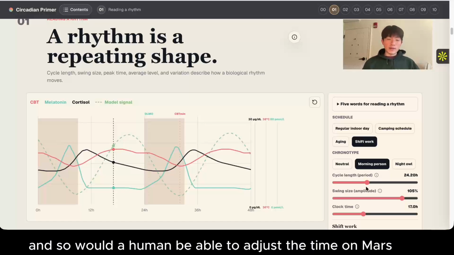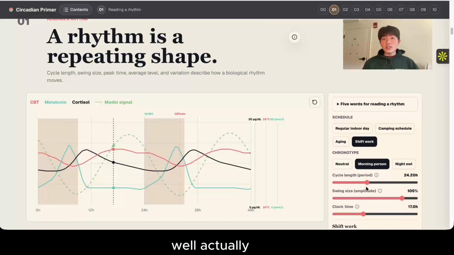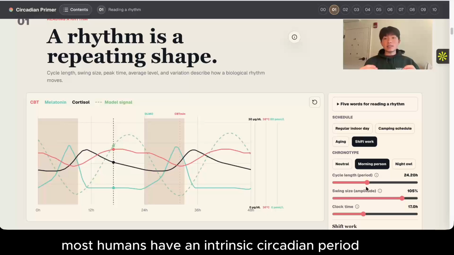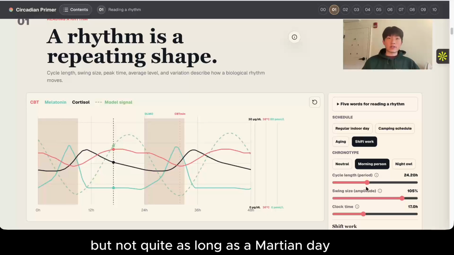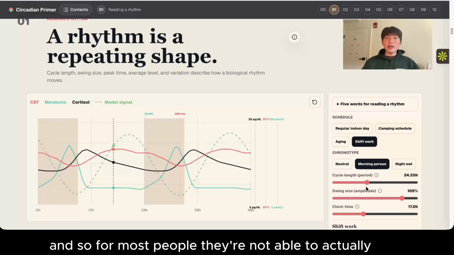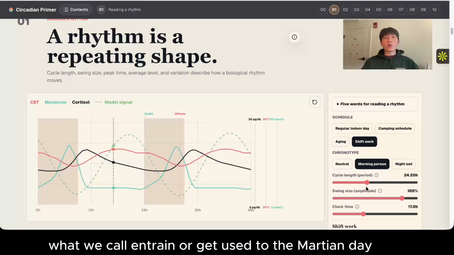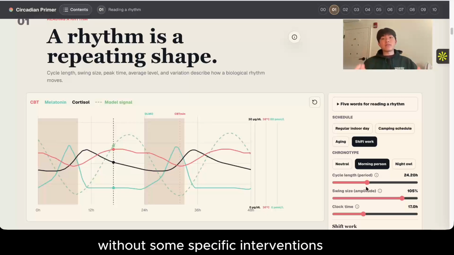And so would a human be able to adjust to the time on Mars? Well, actually, most humans have an intrinsic circadian period of just over 24 hours, but not quite as long as a Martian day. And so for most people, they're not able to actually, what we call, entrain or get used to the Martian day without some specific interventions.